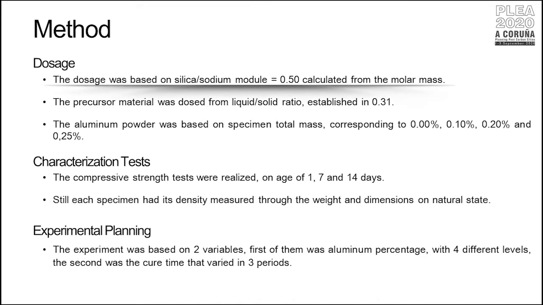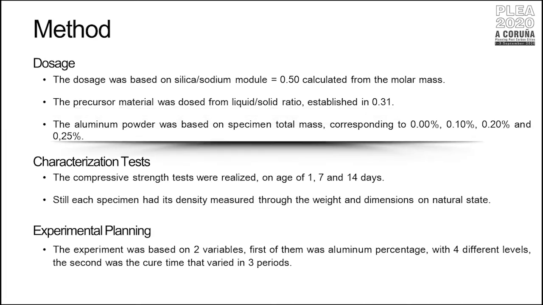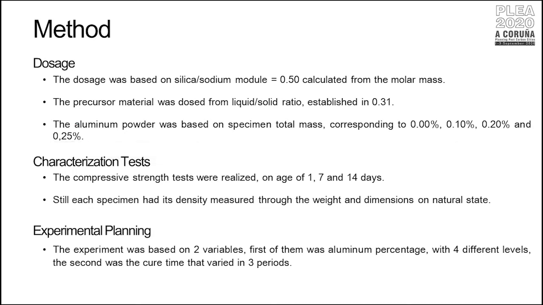The dosage was based on the silica to sodium module. This value was 0.50, calculated from the molar mass. The precursor material was dosed from a liquid to solid ratio, established at 0.31. The aluminum powder was based on specimen total mass, corresponding to 0.0%, 0.10%, 0.20%, and 0.25%. The compressive strength tests were realized at ages of 1, 7 and 14 days.